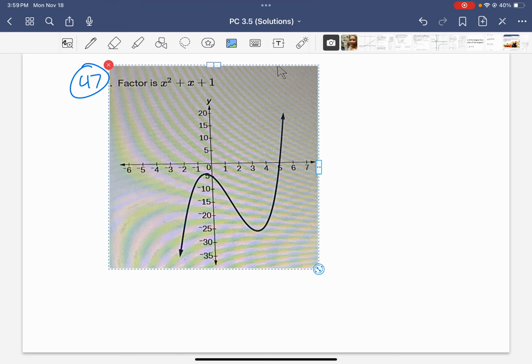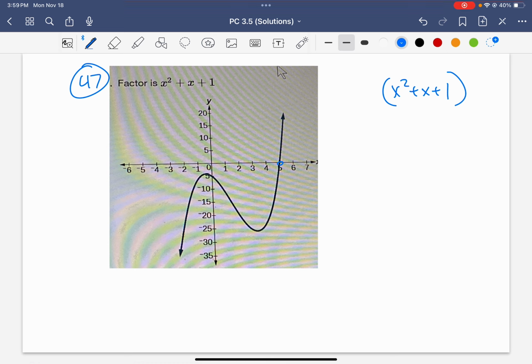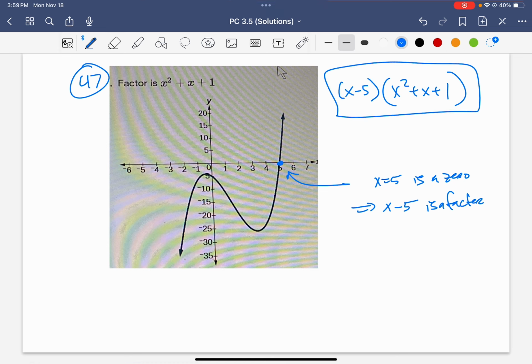So when we look at this picture, one factor is x squared plus x plus 1. And then it looks like x equals 5 is a 0. And that implies that x minus 5 is a factor. So we got one factor up there that they gave us. The other one is x minus 5. So that would be our polynomial that's suggested by that graph. Especially if, so when you put in 0, notice when you put in 0, you get -5 like we wanted. So yeah, this goes through that. Cool. Awesome. Thanks.